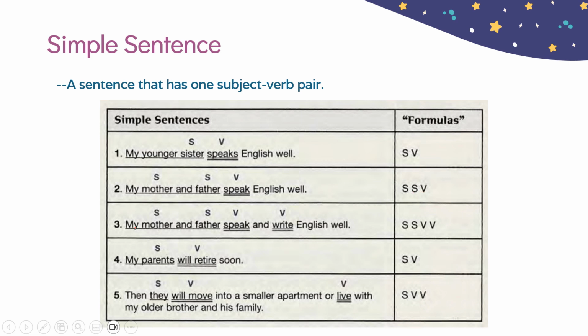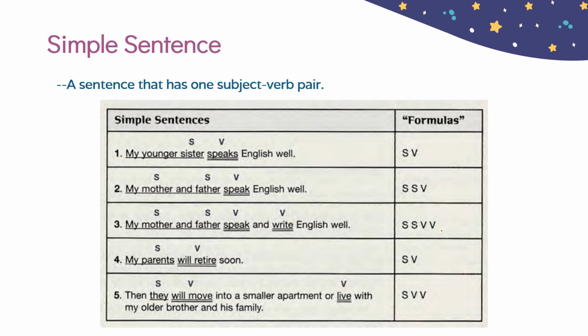And then the next example, my mother and father speak and write English well. There are two subjects, two verbs, then the formula subject, subject, verb, and verb, SSVV.